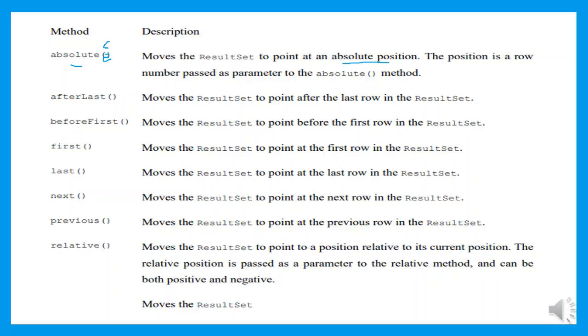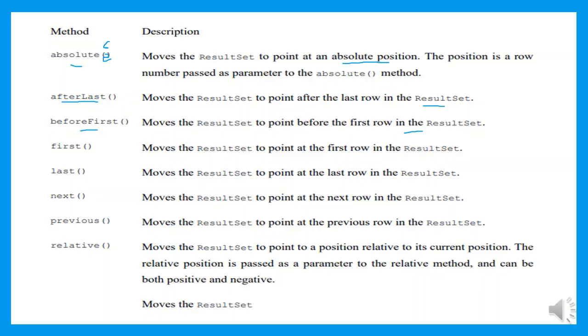The next method is afterLast. The afterLast method moves the result set to point to after the last row in the result set, that is, after the last row of the table. The next method is beforeFirst, which moves the result set to point to before the first row in the result set table.